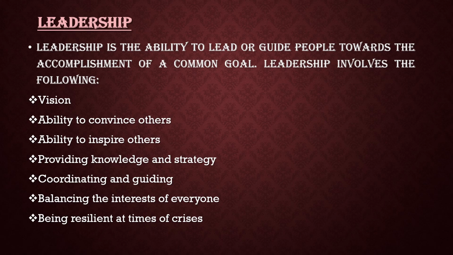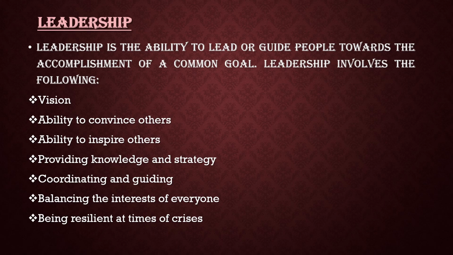Then coordinating and guiding. So the leader has a very important role. Just because the leader has the knowledge and the influence and everything doesn't mean that he will be effective. To be effective means you have to coordinate all your followers and guide them in such a way that they don't lose the goal in mind.